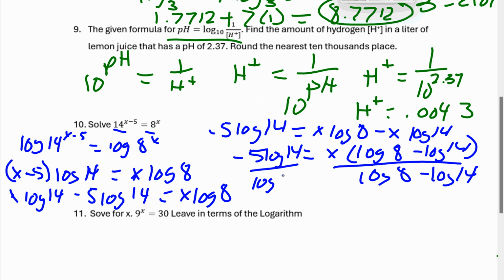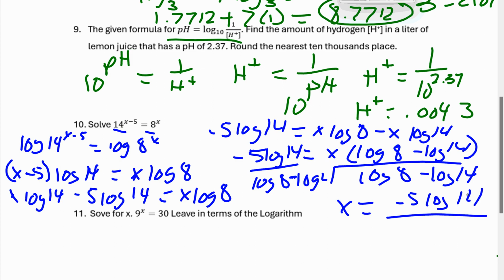So log 8 minus log 14, that's a minus sign there. So x equals minus 5 log 14 over log 8 minus log 14, terrible writing. Okay, so you can leave it at that.